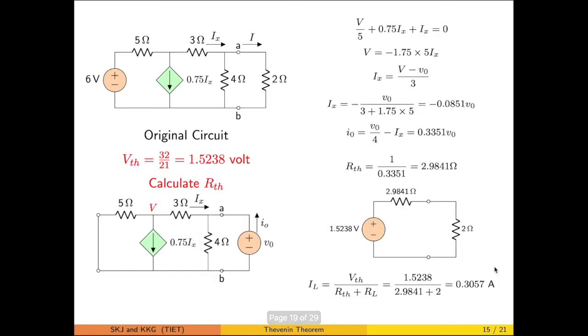Now we are interested in calculating the RTH. So what is the process? Remove the load resistance, turn off the independent sources. Here the voltage source is made a short circuit. Now there is a dependent source, so to account for its effectiveness we connect an external voltage source of V0 value and calculate the current through it, I0.